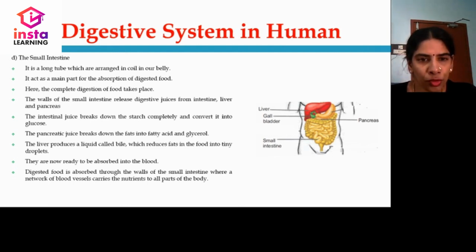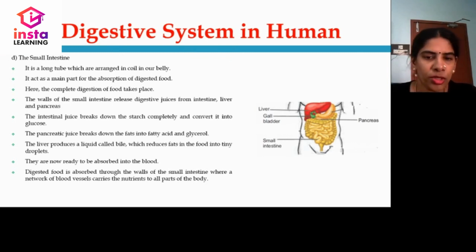The complete digestion of food takes place in the small intestine. It releases digestive juices, that is, juices will be released from the intestine, liver, and pancreas. Intestinal juice, that is from the intestine, breaks down the starch into glucose. Pancreatic juice from the pancreas will break down fats into fatty acids and glycerol. The liver secretes bile, which reduces fats in the food into tiny droplets, so that the pancreatic juice acts on these droplets and converts them into fatty acids and glycerol.